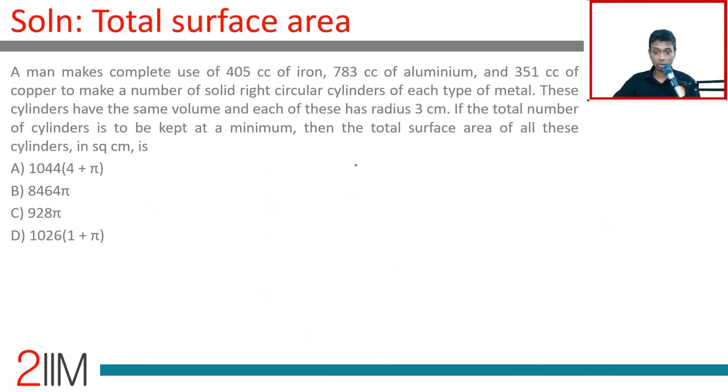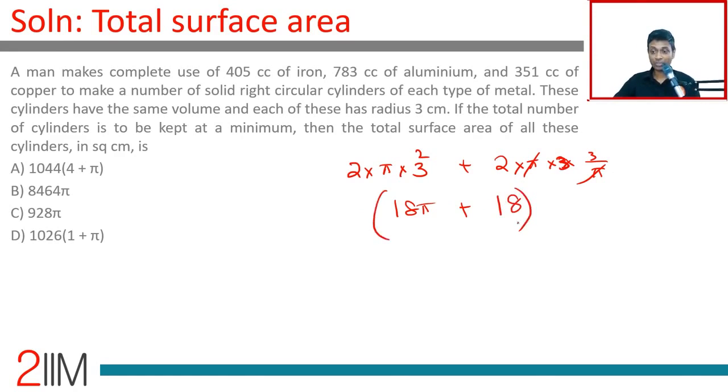Fine, let's do this. 2 into pi into 3 square plus 2 into pi into 3 into h, which is 3 by pi. This is 2 into 3 square, 2 into 9, 18 pi, plus 2 pi into 3 into 3, 18. So 18 pi plus 18 is the surface area of each cylinder.